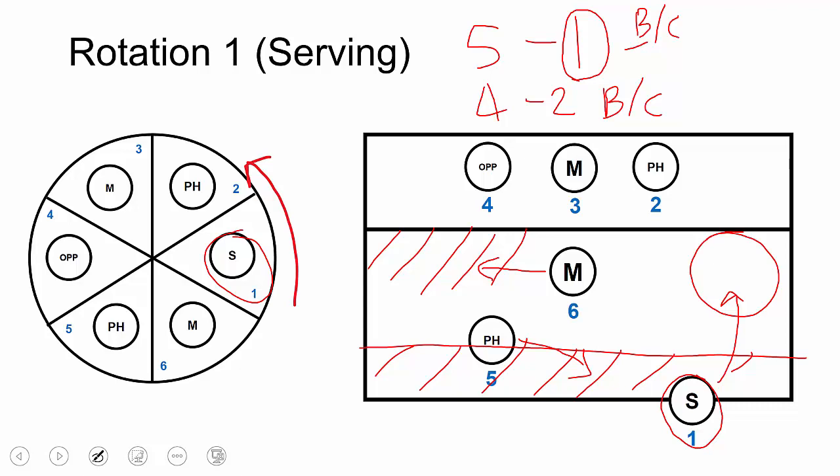Same thing, pass hitter in position 2. The default position is over here. Once the serve goes, so the setter serves, the pass hitter switches with the opposite. The opposite comes along here and blocks from this region here. The pass hitter moves along here, blocks from this region here. The middle doesn't have to move at all. So that's what that rotation looks like.